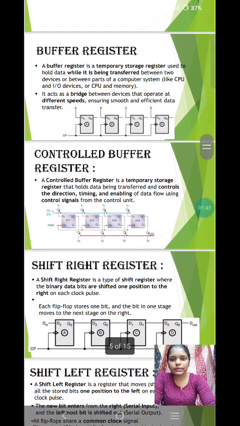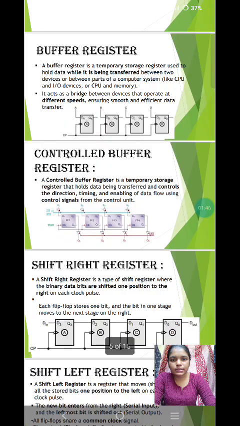Controlled buffer resistor. A controlled buffer resistor is a temporary storage resistor that holds data being transferred and controls the direction, timing, and enabling of data flow using control signals from the control unit.